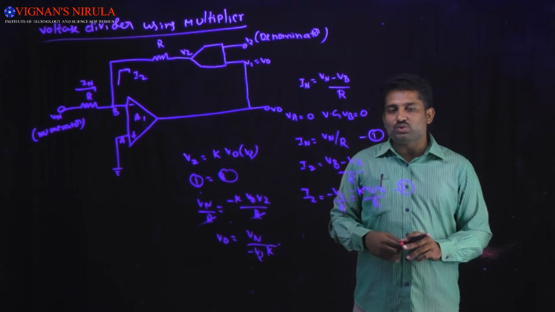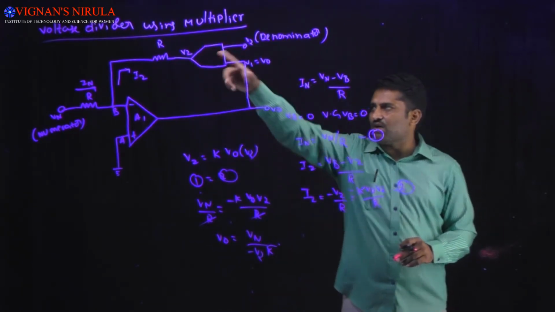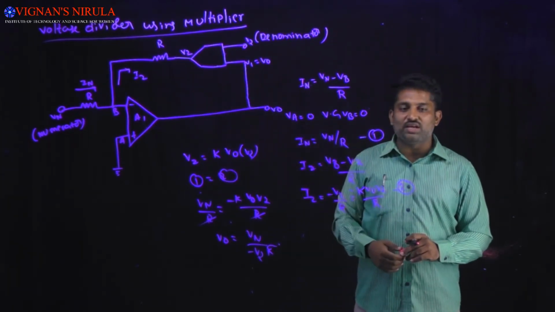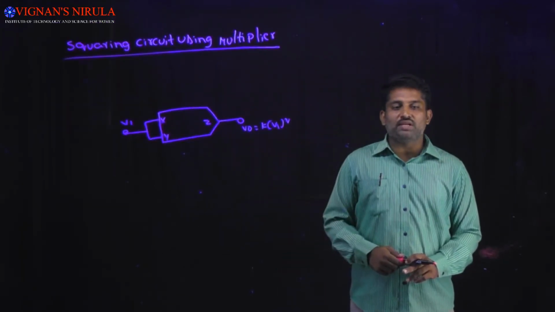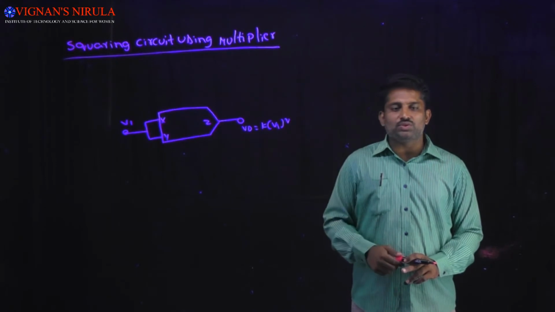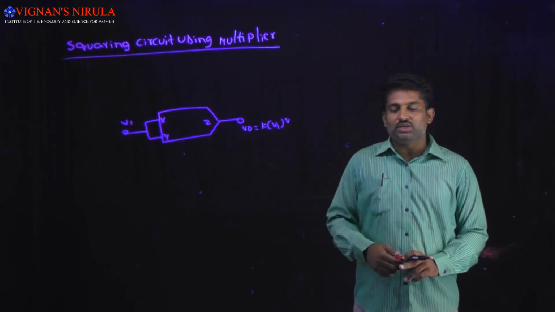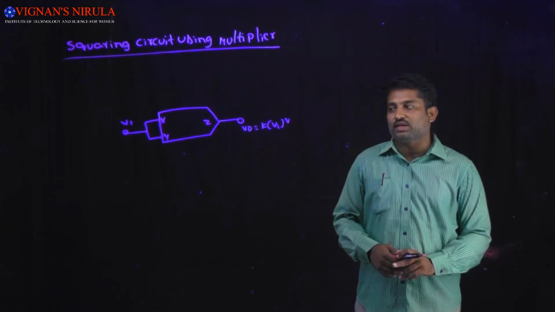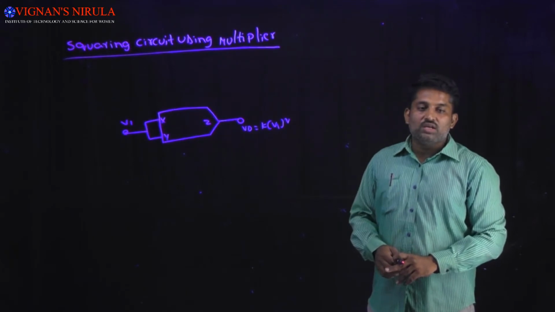Here we are using the multiplier circuit for designing a voltage divider, so we will treat it as a voltage divider using a multiplier. The squaring circuit using a multiplier produces an output voltage which is the square of the input voltage. In this case, both input terminals X and Y are connected together, so the input voltage V1 is applied to both input terminals.